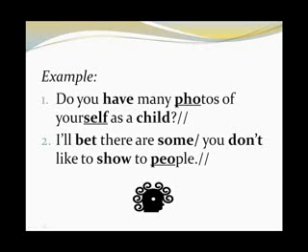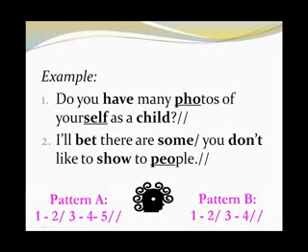Now sometimes you can read a sentence with more than one pattern and still sound natural. For example, I could choose to stress in the second half of the sentence only like and people. The result would be like this. I'll bet there are some you don't like to show to people. That is at a very fast tempo because now I'm only stressing 2 content words in that final thought group. Both ways are natural and both ways are acceptable.